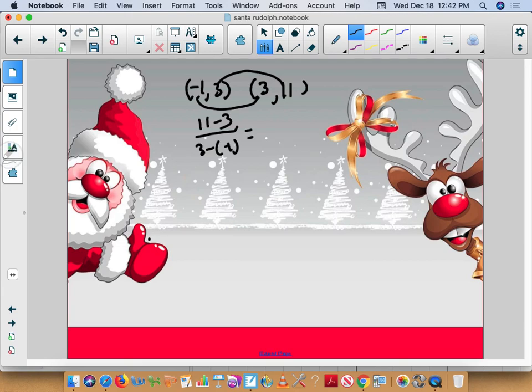Are y'all okay with that? Okay? What's 11 minus 3? 8. And 3 minus -1? 4. So the slope is 2. Everybody with me? All right, now let's go to slope-intercept form.